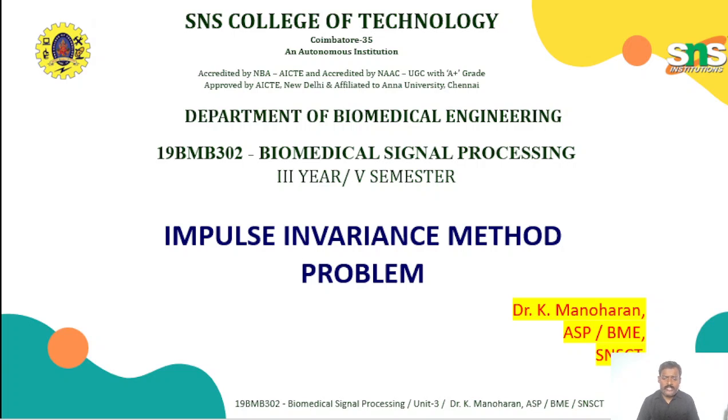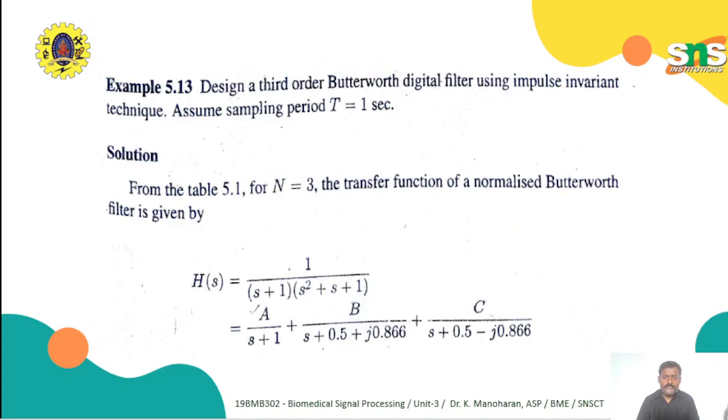So today in class we are going to discuss the impulse invariance method of designing an IIR filter. The given problem is: design a third order Butterworth filter using the impulse invariant technique. Assume that the sampling period T is equal to 1 second. So from that we know that N equal to 3.